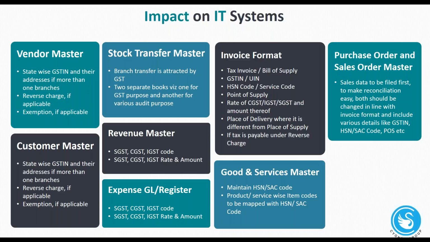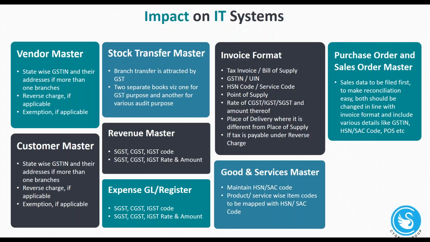Moving further, it says stock transfer master. Whenever you are transferring your goods from one branch to another, as we discussed earlier, GST is attracted. It means that you need to maintain two separate books in spite of a single book: one for the GST purpose and the other for the audit purpose. So you will have to maintain separate records for GST and for audit.